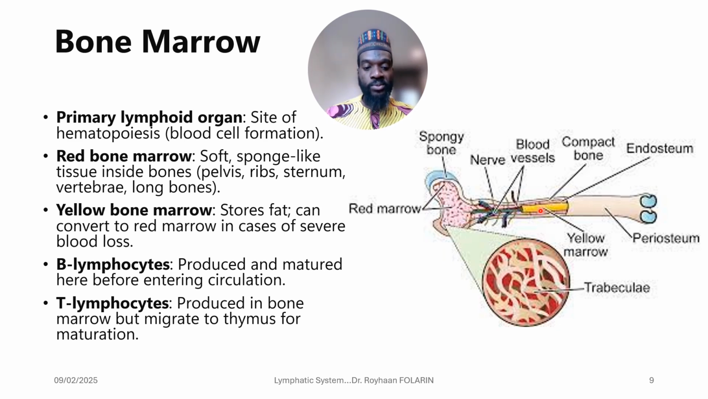Within the bone marrow, you have the B lymphocytes, which are produced and matured before entering into the circulation to perform their respective immune functions. In contrast, the T lymphocyte originates in the bone, but migrates to the thymus for further maturation. So this distinction is quite key in understanding adaptive immunity. You find the B lymphocyte being produced and matured in the bone before entering circulation, while the T lymphocyte only gets produced in the bone, but migrates to the thymus for maturation.